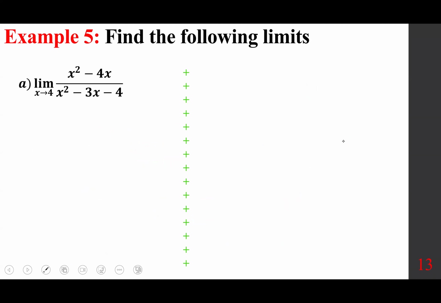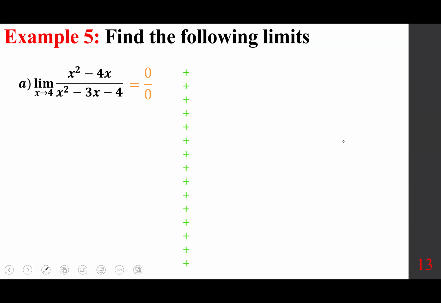All right, so let's plug in everybody. If you plug in 4, we want the limit as x approaches 4. So plug in, we get 0 over 0. 0 over 0 is indeterminate. That means more work. That means you use your algebraic techniques. So what do we do?